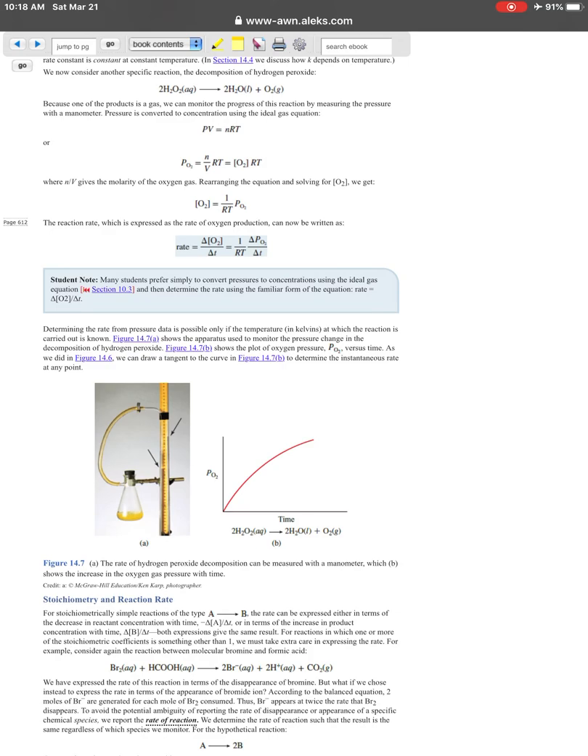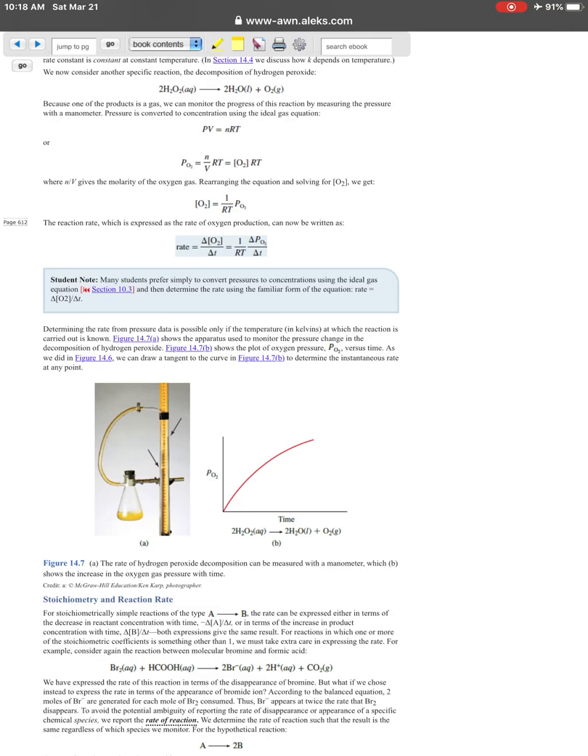PV equals nRT. This is the derivation. Or pressure of O2 equals n divided by V times RT. n divided by V is concentration. So that's the concentration of O2 times RT. So where n divided by V gives the molarity of the oxygen gas, rearranging the equation and solving for the concentration of O2, we get concentration of O2 is equal to 1 over RT times the pressure of O2.